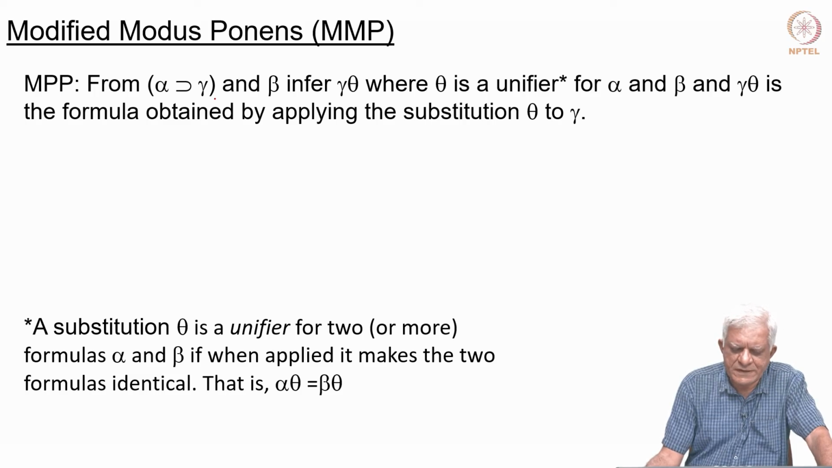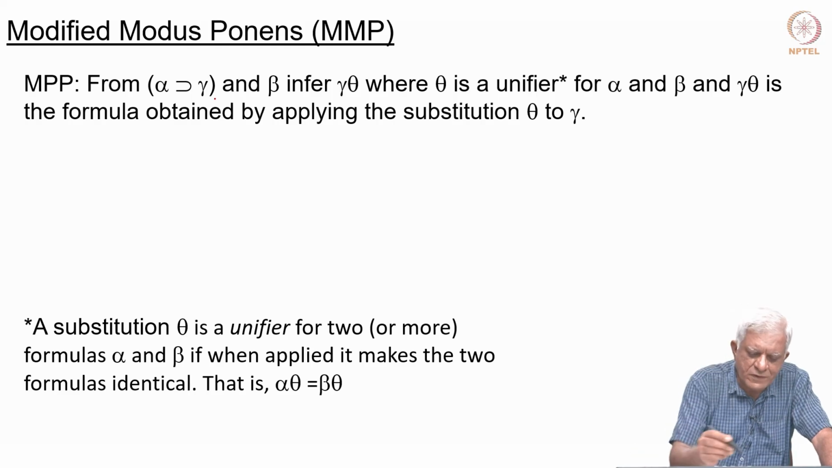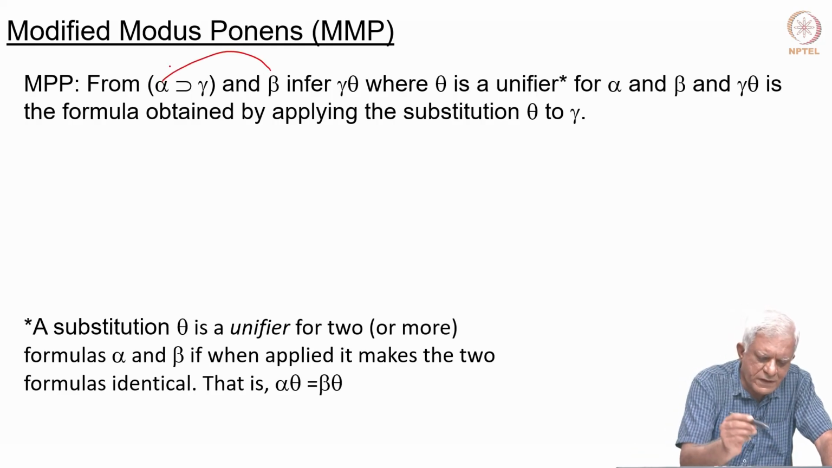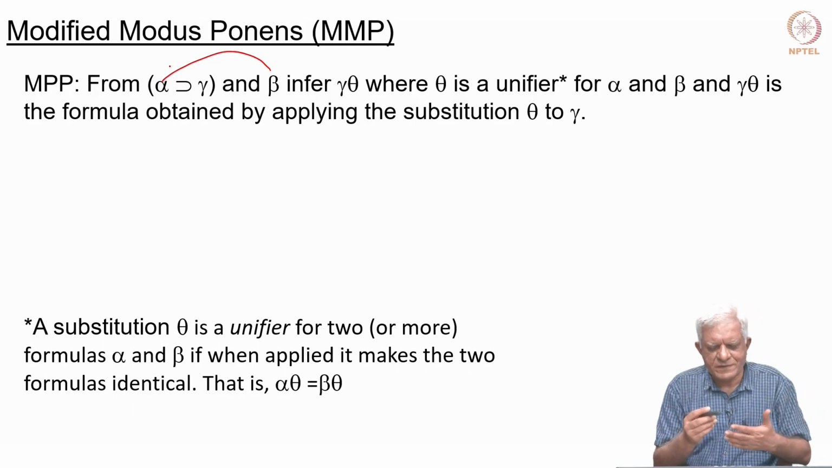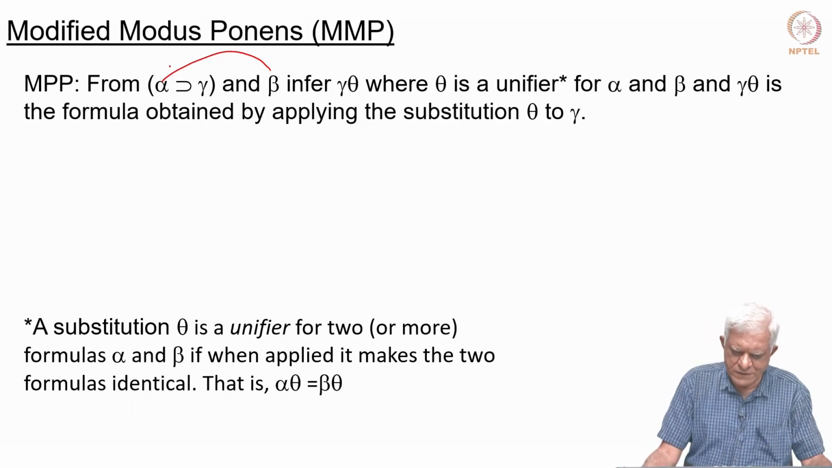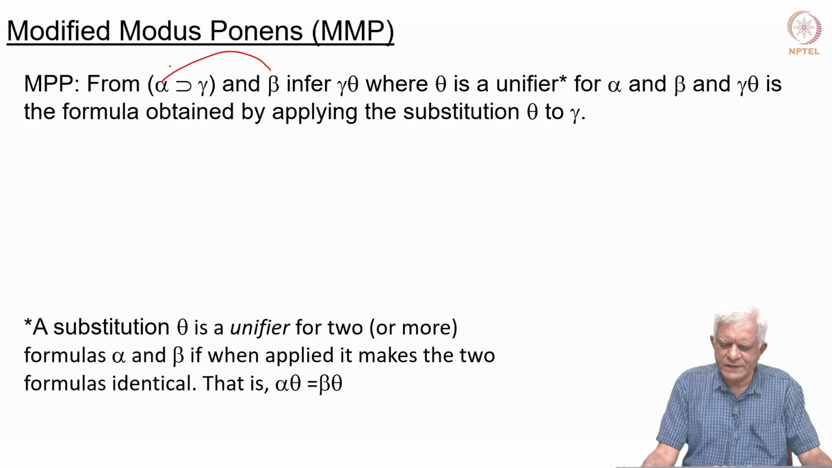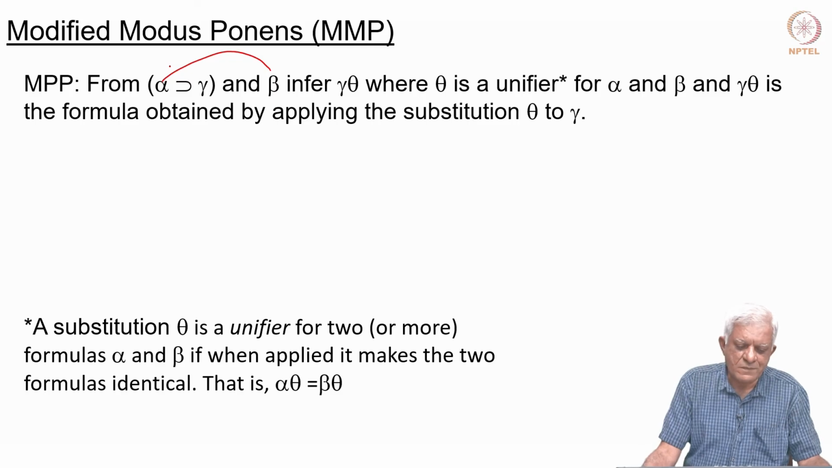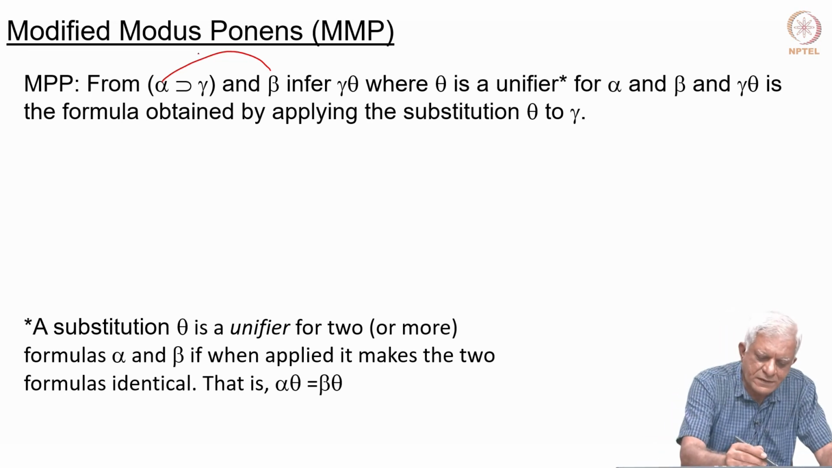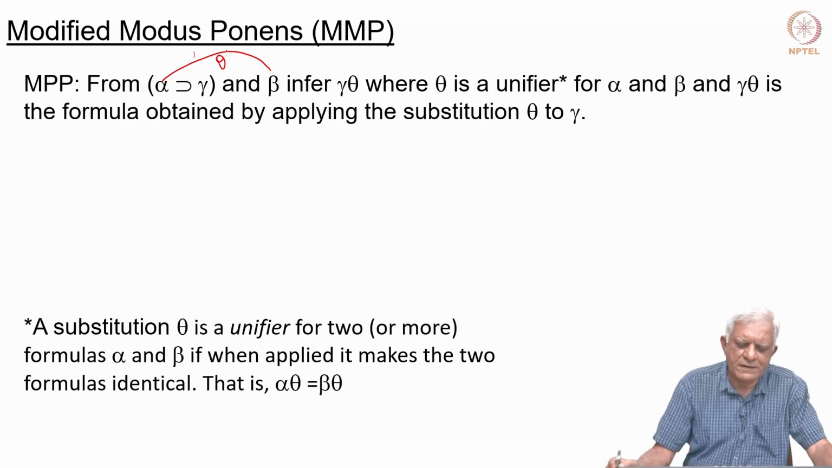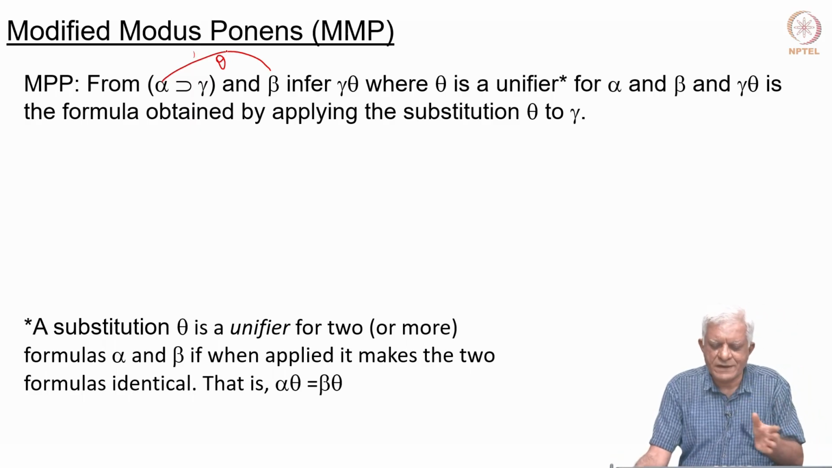Now, the problem is that we have written alpha. Normally, what we would do is we would equate alpha and beta and match them. If they work, then we could use modus ponens. But what if they are different? We have seen, for example, we may have a universally quantified formula which is in the implicit quantifier form. So, they are not identical essentially. So, what do we do? We find the theta which will make them identical. So, that is a unifier for alpha and beta.